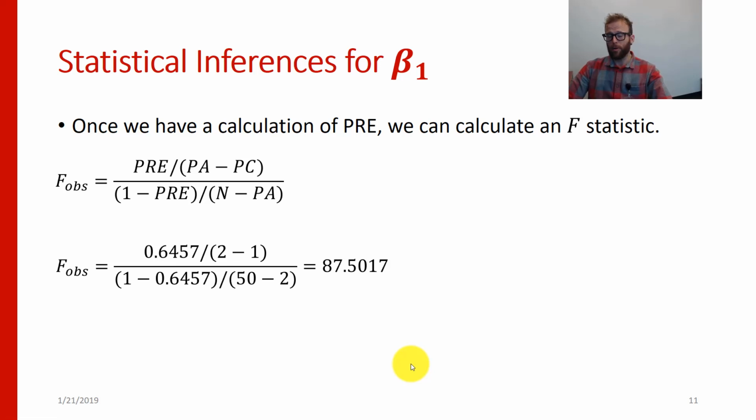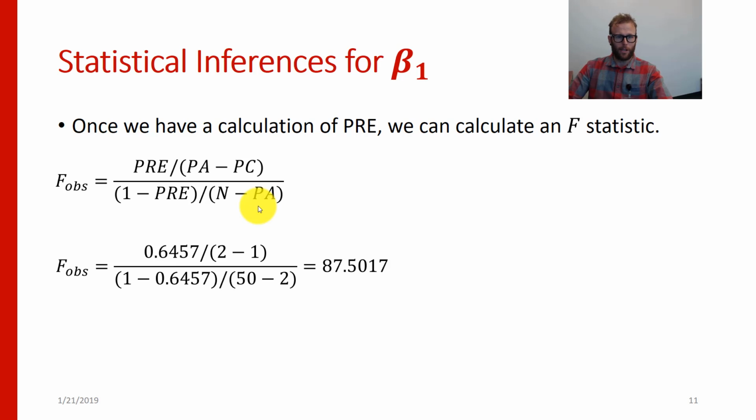Once we have that calculation of PRE, then we can actually calculate the F statistic. And recall that F observed takes the form of the proportional reduction in error divided by the number of parameters in Model A minus the parameters in Model C. So this is essentially how much variation we are explaining per parameter, divided by 1 minus the proportional reduction in error divided by the residual degrees of freedom. So we're saying, okay, how much variance did we explain per parameter versus how much error do we have left over per degree of freedom? By standardizing those two, we can create a reasonable ratio. And in this case, the F observed value is 87.5.